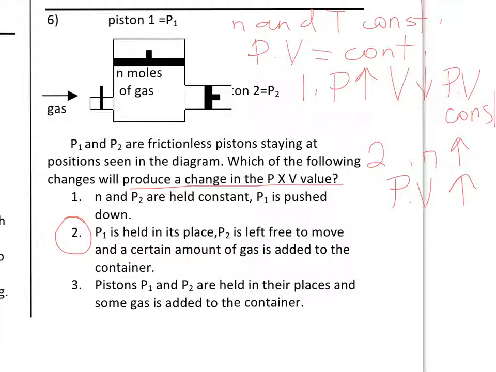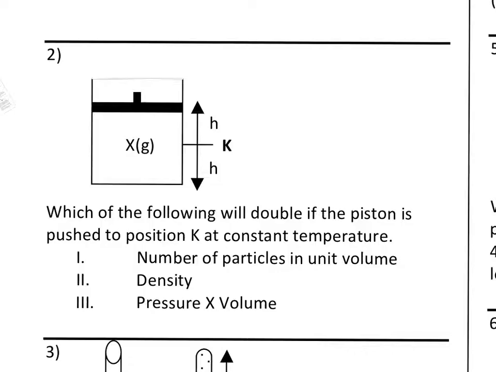In number 3, pistons P1 and P2 are held in their places and some gas is added. If some gas is added to the container, number of moles will increase. Due to that, pistons are held in their places, so pressure will increase and P times V will increase. So it will make a change in the P times V value. The answer is 2 and 3.